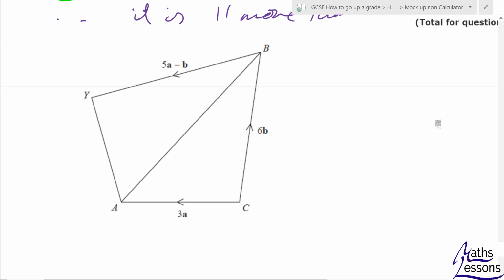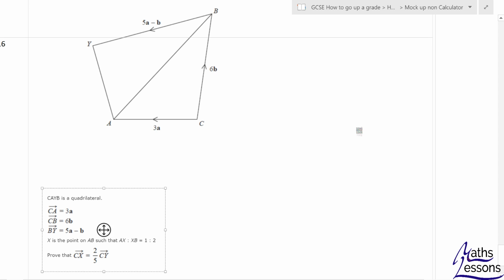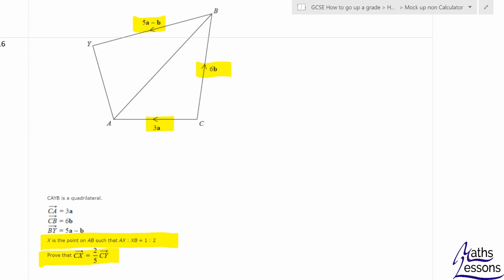Okay, last question. Quite a tricky one if you're not good at vectors. So I'll try and get that all on one screen. Here we go. You've got to try and prove that CX is 2/5 of CY. The key points you've been given are that CA is 3A, CB is 6B, BY is 5A minus B, and X is the point on AB such that AX to XB is 1 to 2. That ratio there is 1 to 2.